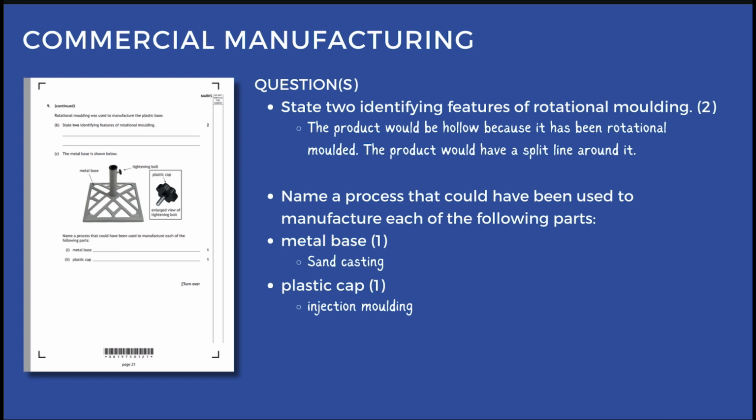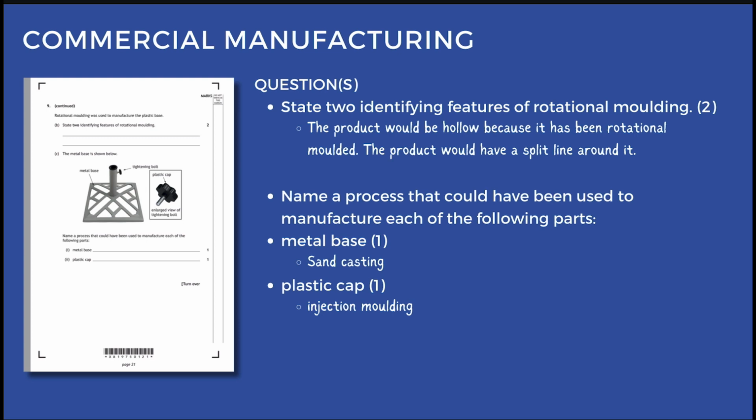Another clear identifying feature of rotational moulding is that it would have a split line around it which shows where the mould separates. Now, split lines are one of the most common identifying features that can be found on things that have been blow moulded, rotational moulded, injection moulded, so it's a good one to have in your memory to use for different processes.